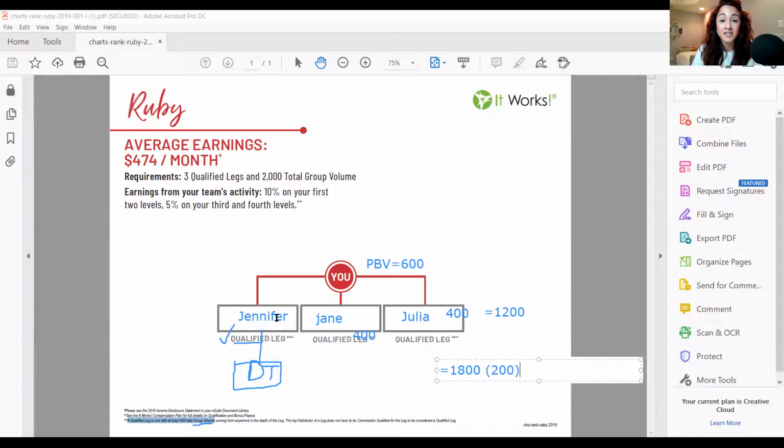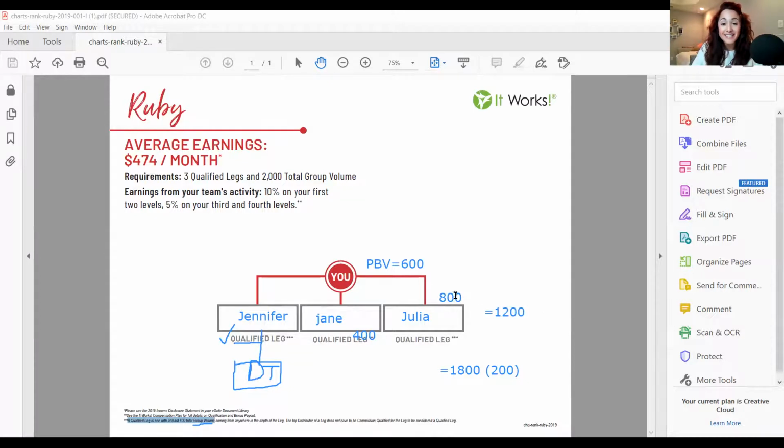If Jennifer places an order, say she runs her auto ship, or she places an extra order, say we have a new product coming out and she wants to order it and she orders 60 BV, well, that's going to count and bump everything up. Or you can have an elephant leg. Maybe one of these people, let's say Julia, she's a rock star and she's like, forget 400 in group volume. She racks up 800 by herself.